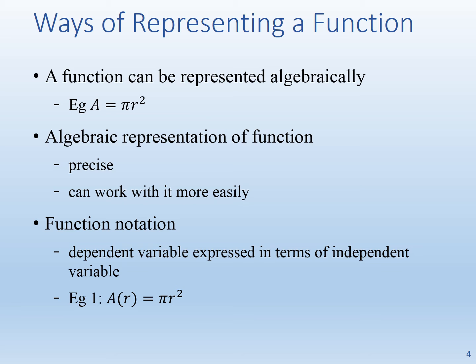Function notation is used here, where the dependent variable, the A, is expressed as a function of the independent variable, the r. We say that the area of a circle depends on r according to this relationship here. So we can write A of r is equal to pi r squared. Here's another example. f of x is equal to 3x squared plus 2x minus 3.